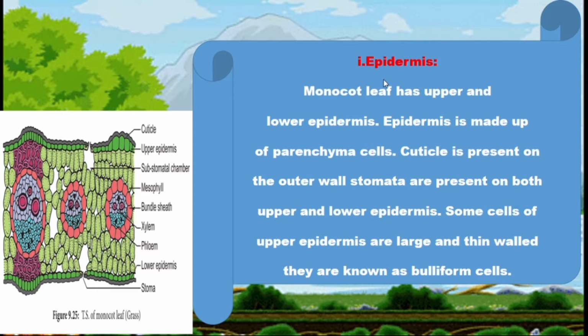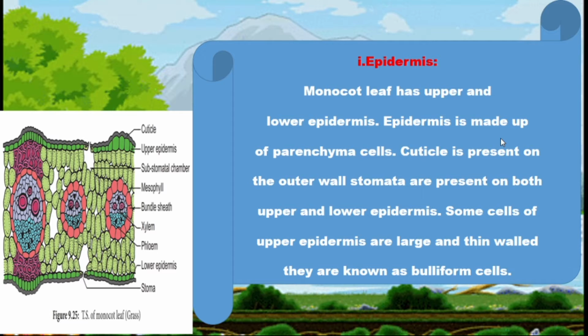The outermost layer of the monocot leaf we call the epidermis. The epidermis is classified into two: one is the upper epidermis, another one is the lower epidermis. The monocot leaf has upper epidermis and lower epidermis. The epidermis is made up of parenchyma cells.